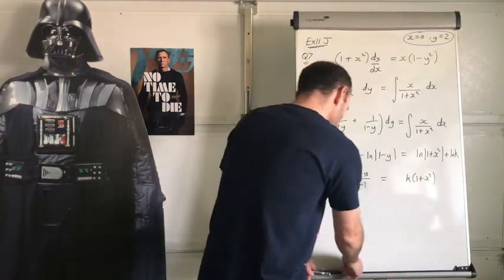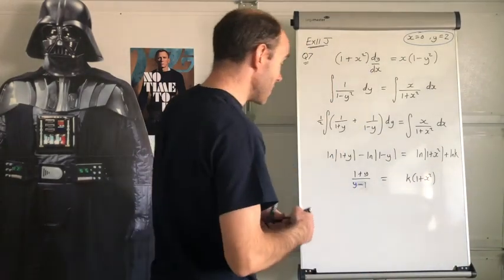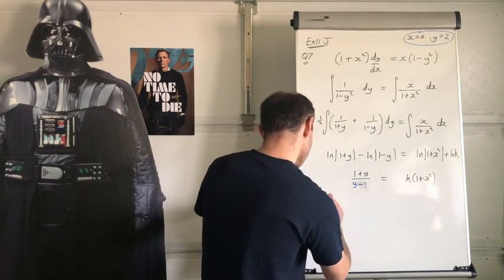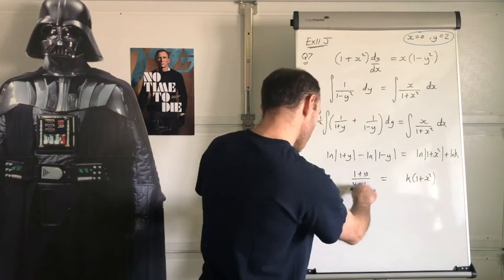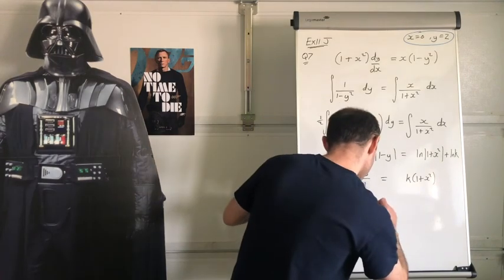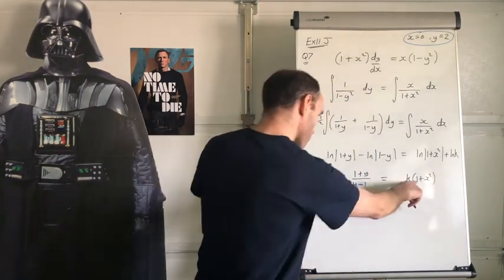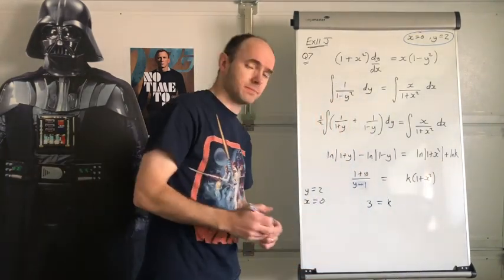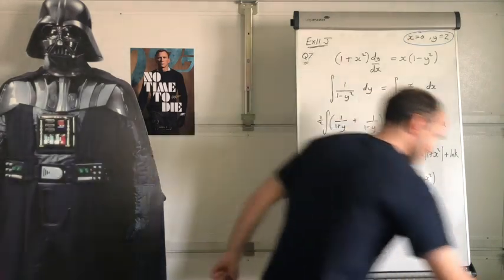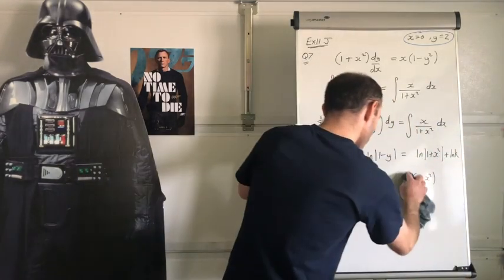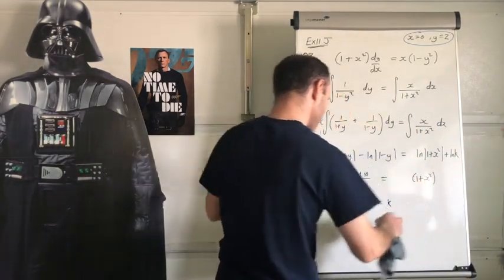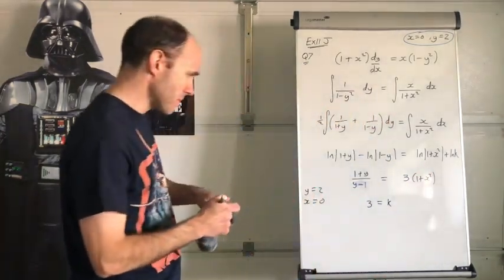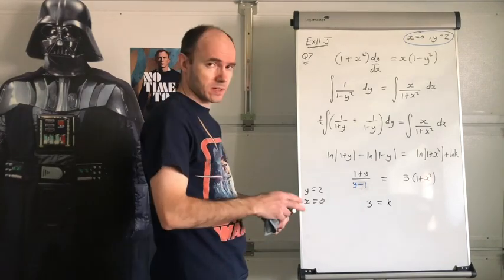What I'm going to do now is substitute in x is 0 and y is 2. So when we have y equals 2 and x equals 0, we're going to have 3 over 1, which is 3, and that's equal to 1k. So k equals 3. I'm now going to change that just because it's simpler: 1 plus y over y minus 1 equals 3, 1 plus x squared.